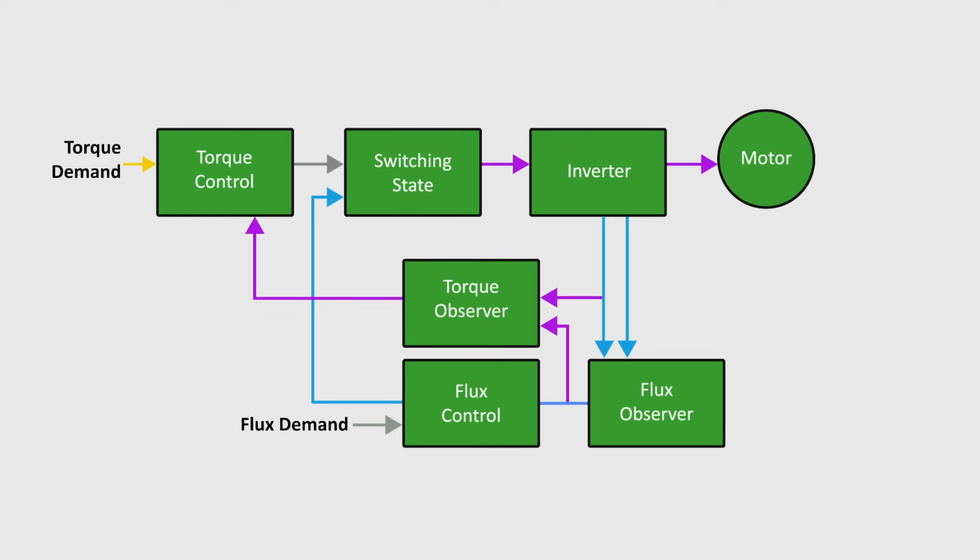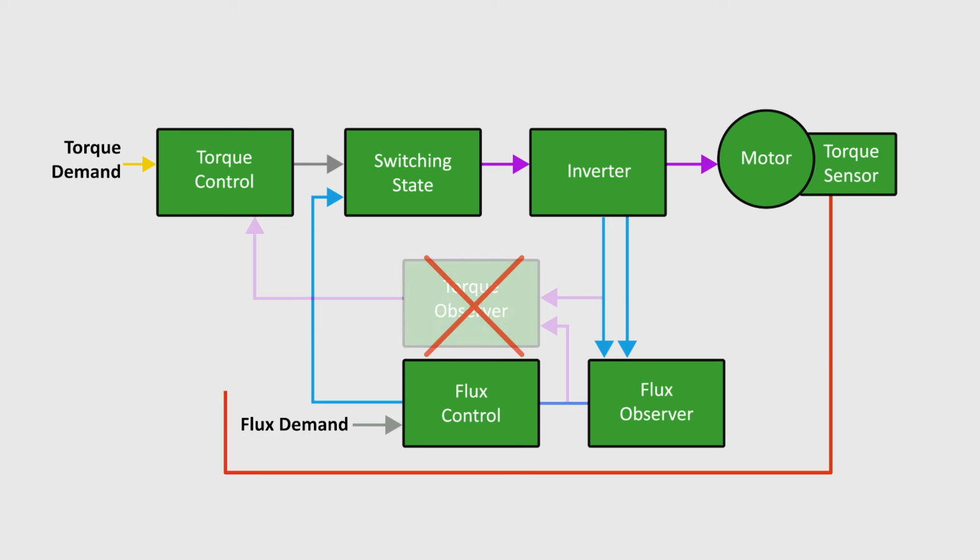We can eliminate these noise paths by replacing the torque observer with an actual measured torque. So what does this look like? The red line shows measured torque directly feeding the DTC control, unlike traditional DTC, which needs the torque observer. This new method eliminates the noise paths and interdependence from the torque observer.